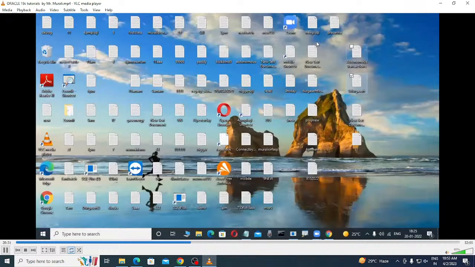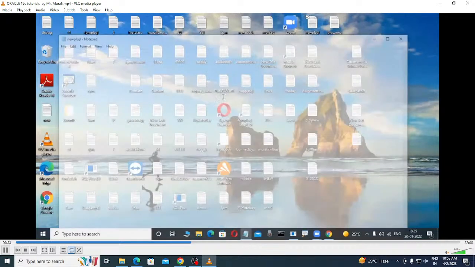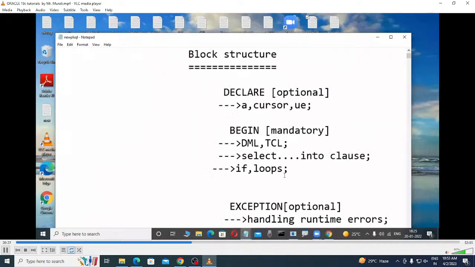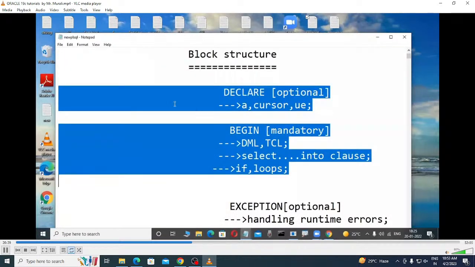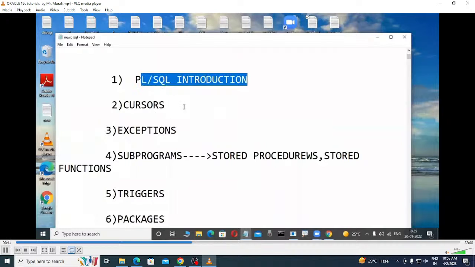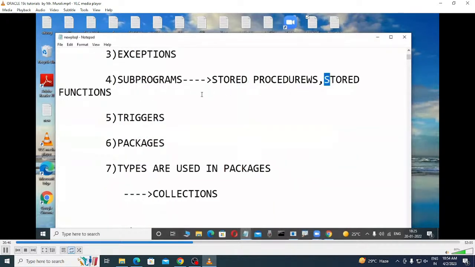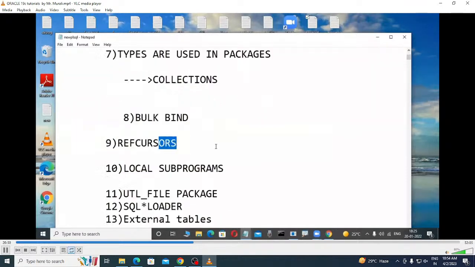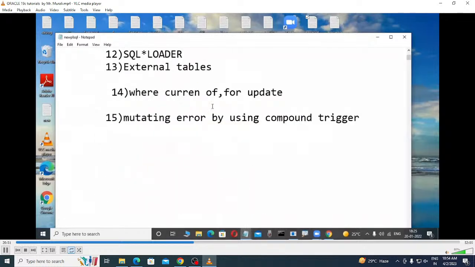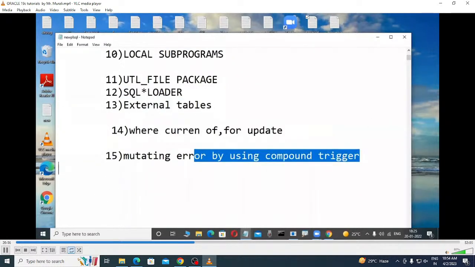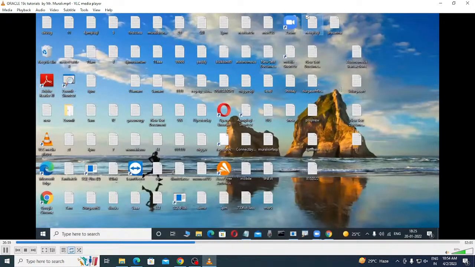Again, PL/SQL means some little bit of coding is there. Don't be afraid. This is PL/SQL. And now PL/SQL means this type of little bit of coding you are writing here. In PL/SQL there are cursors, exceptions, stored procedures, stored functions, triggers, packages, types, collections, bulk bind, ref cursors, local subprograms, UTL file packages, SQL loader, external tables. So many things only like this. So much syllabus is there.